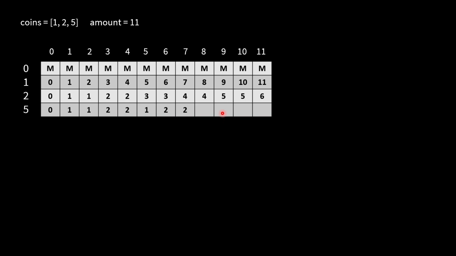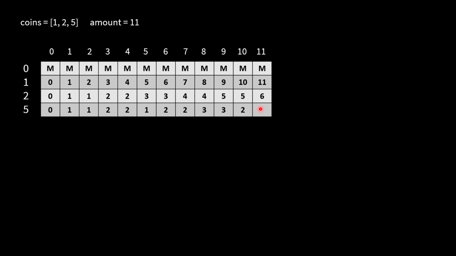In this cell we can take 5 or 9 minus 5, that means 4. 2 plus 1, that means 3. The minimum between 5 and 3 is 3, which means that in these two cells we will have 3. Now we are at this cell, we can take either 5 or 10 minus 5 means 1 plus 1, that means 2. So here we'll have 2.